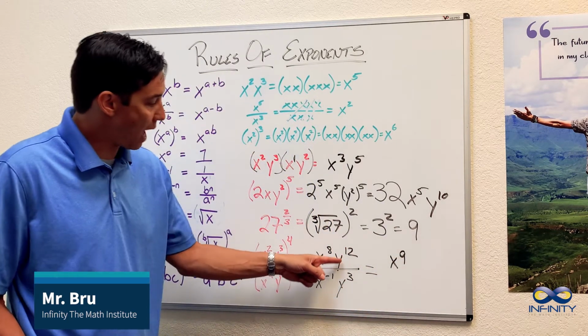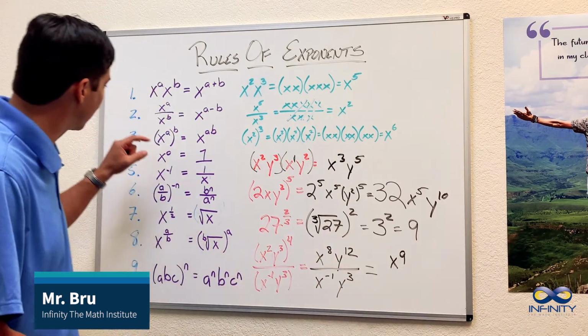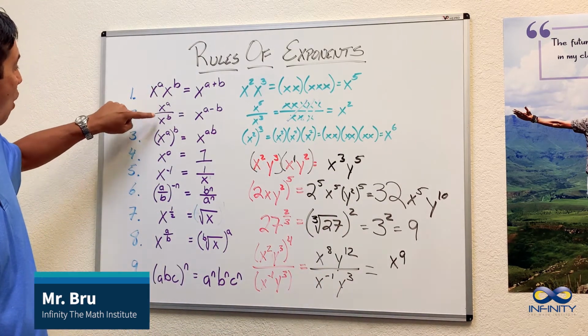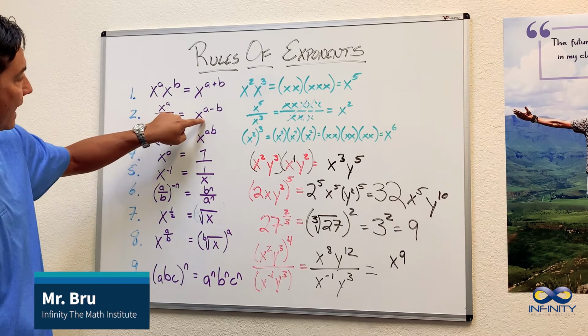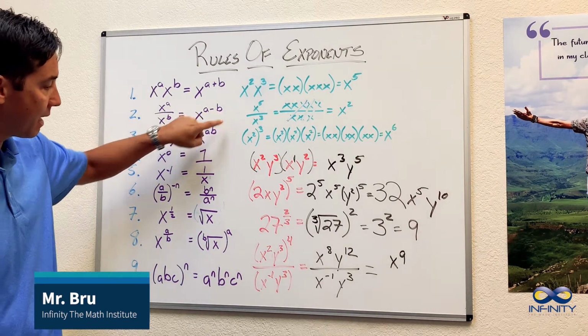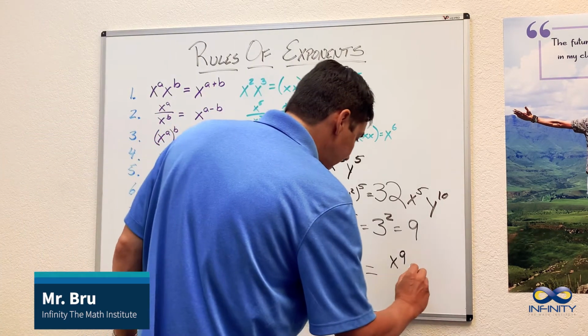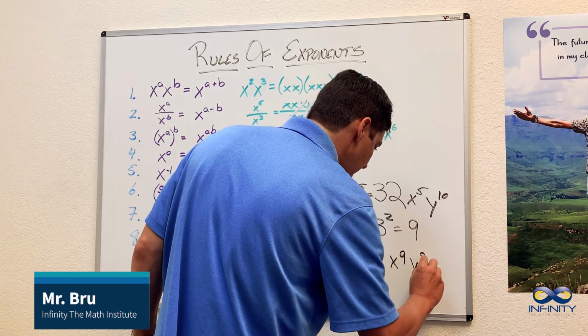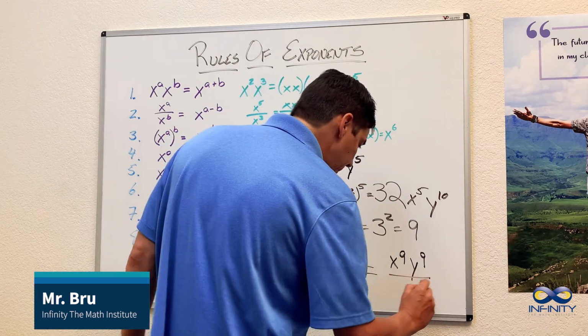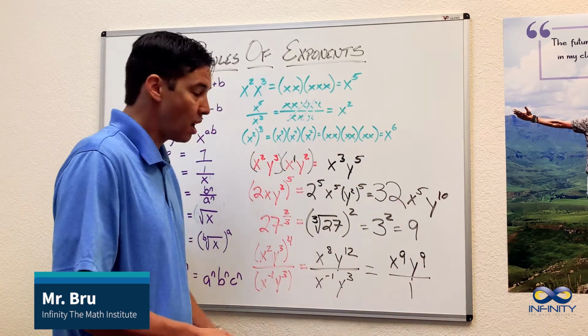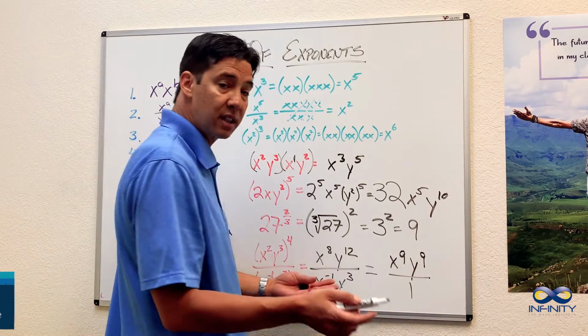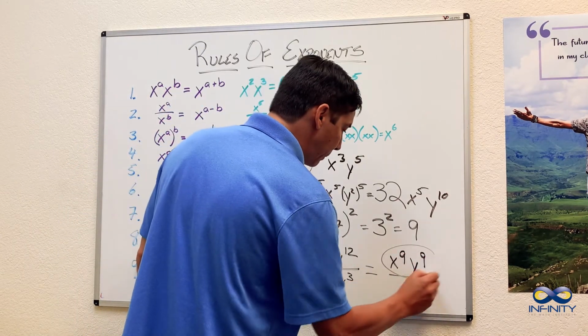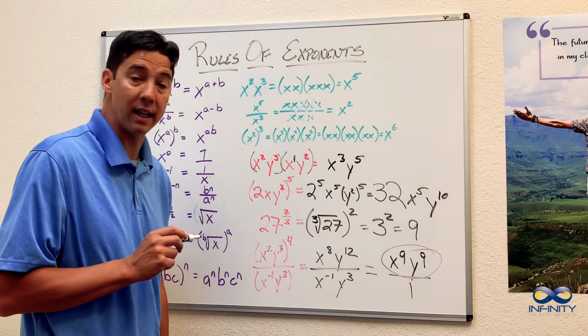And here I have y to the 12th over y to the 3rd. y to the 12th over y to the 3rd is y to the 12 minus 3, which is y to the 9th. And this is over 1. There's nothing left in the denominator. You don't have to draw the 1. It's just understood to be there. I would simply write x to the 9th, y to the 9th.